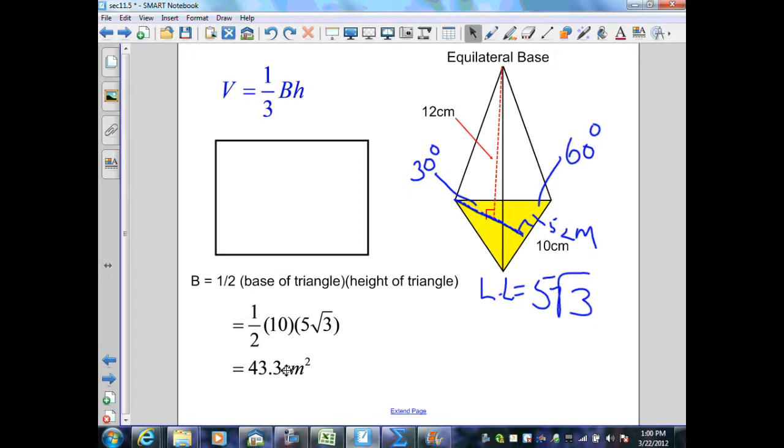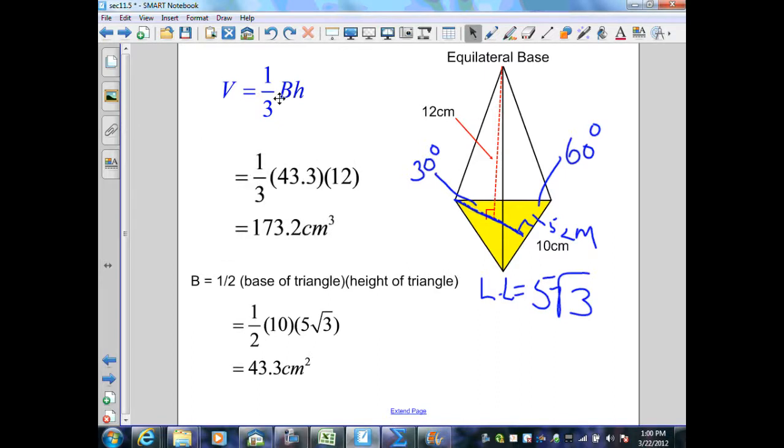Now I substitute into my volume formula, and when I do that, I have 1/3 times the area of the base I calculated, 43.3 centimeters squared, times the height, which is the altitude of the entire pyramid, which I know is 12 centimeters. Putting that into a calculator and rounding, I get 173.2 centimeters cubed.